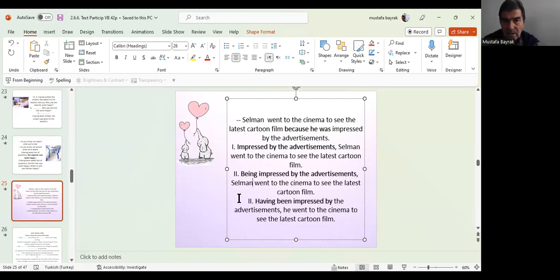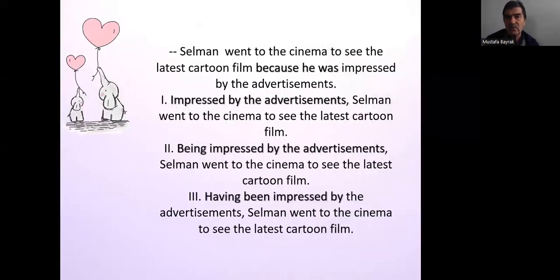What about the third? Having been, third one, yes. Having been impressed by the advertisement, I think this is the best about expressing a past event or situation. Yes. Having been impressed by the advertisements, Selman went to the cinema to see, to view, to watch the latest cartoon film.